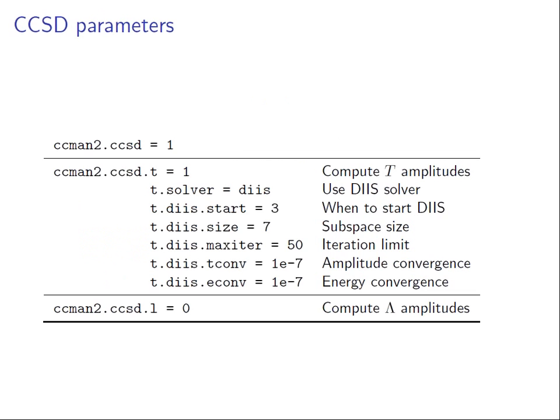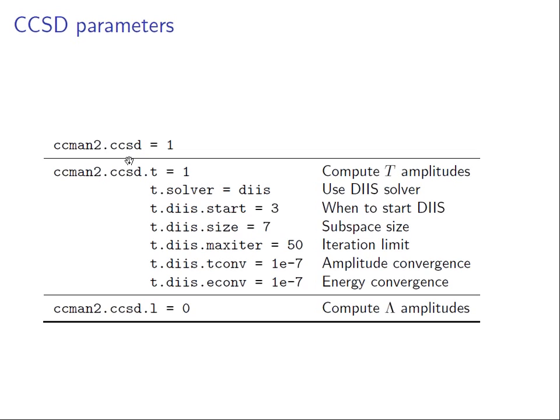Okay, so now let's look at CCSD parameters. Again, I think these are not all of the possible parameters, but just to show the structure and how these are organized. So we assign the value of 1, which means we want to compute the CCSD calculation. And then inside CCSD, we have multiple modules.